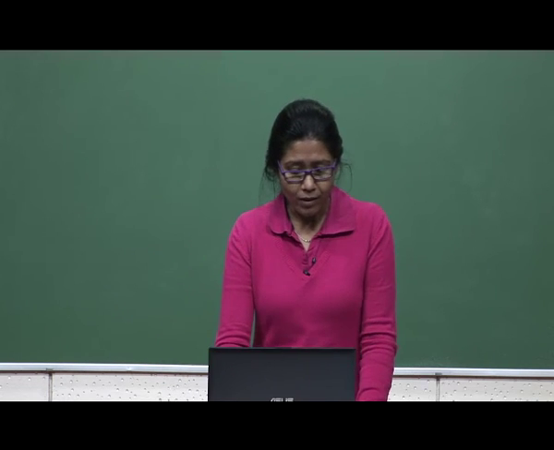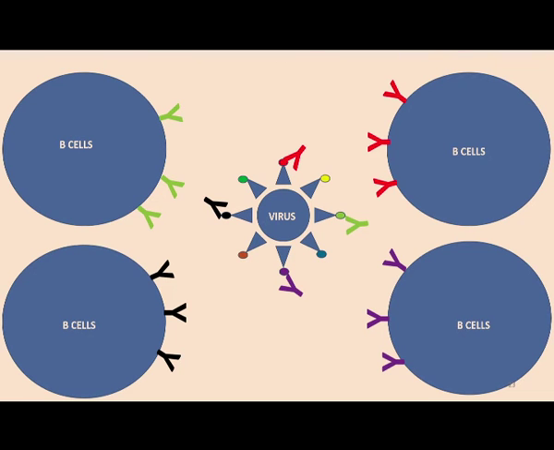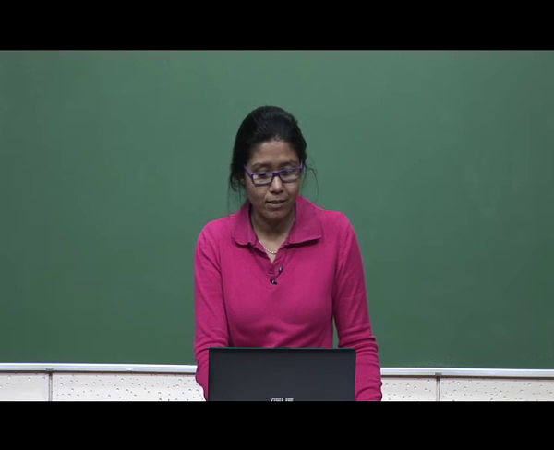So here on the left you can see a mouse that is being injected with virus. So what happens when you inject the mouse with the virus? The body of the mouse would recognize the virus and would start producing something called antibodies. These are proteins, also glycoproteins. These are proteins that would be targeting the virus and helping in the destruction and removal of the virus from the body of this mouse. And as we have discussed before, the cells that would produce these antibodies are called B cells, right.